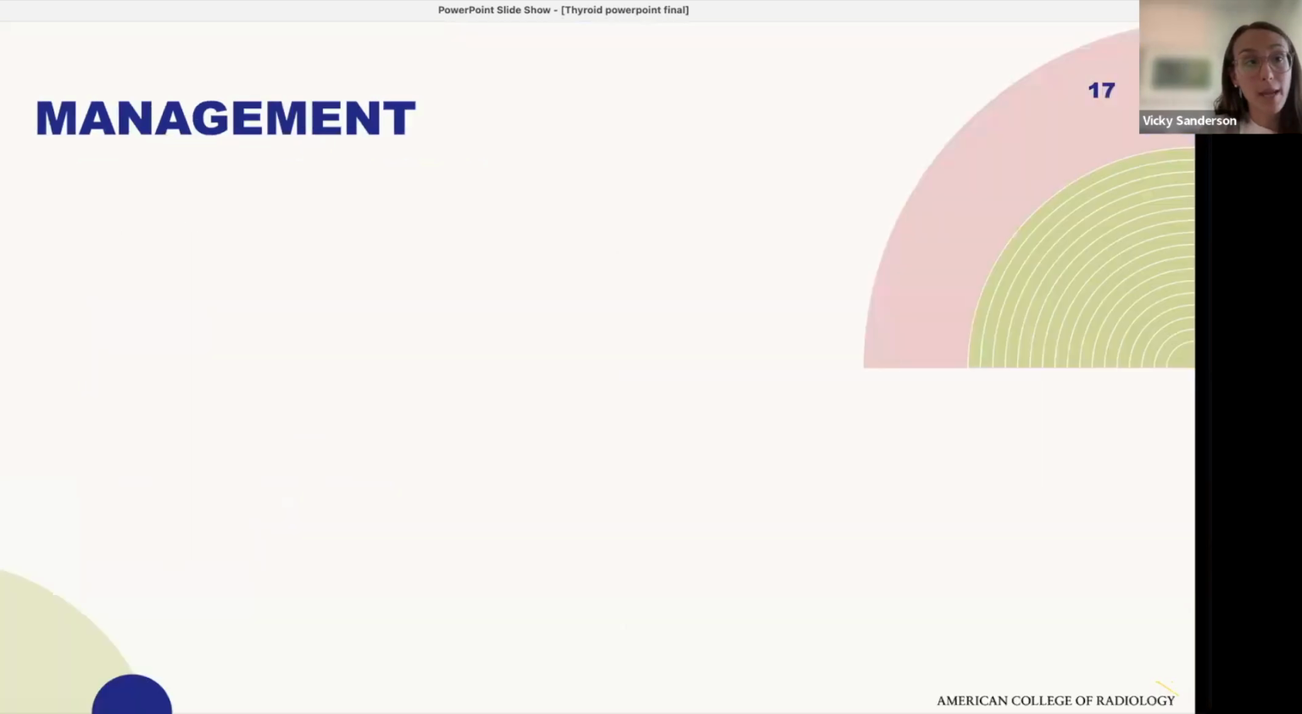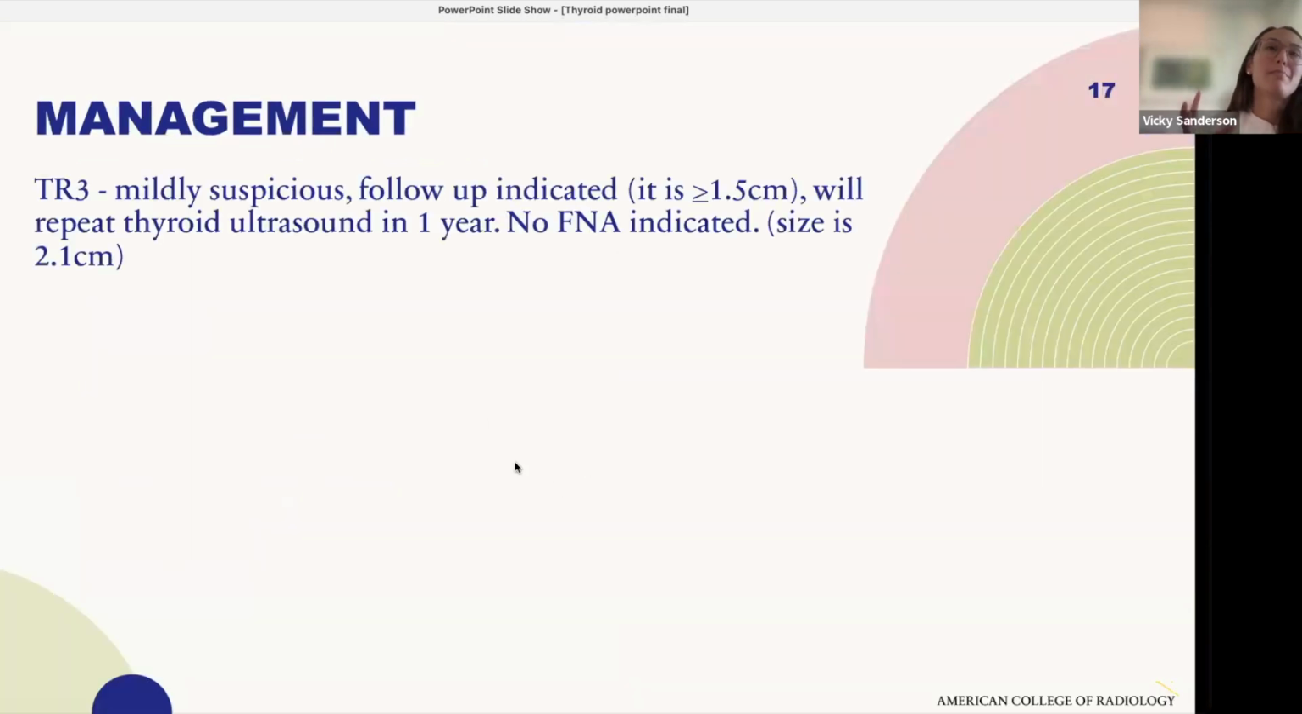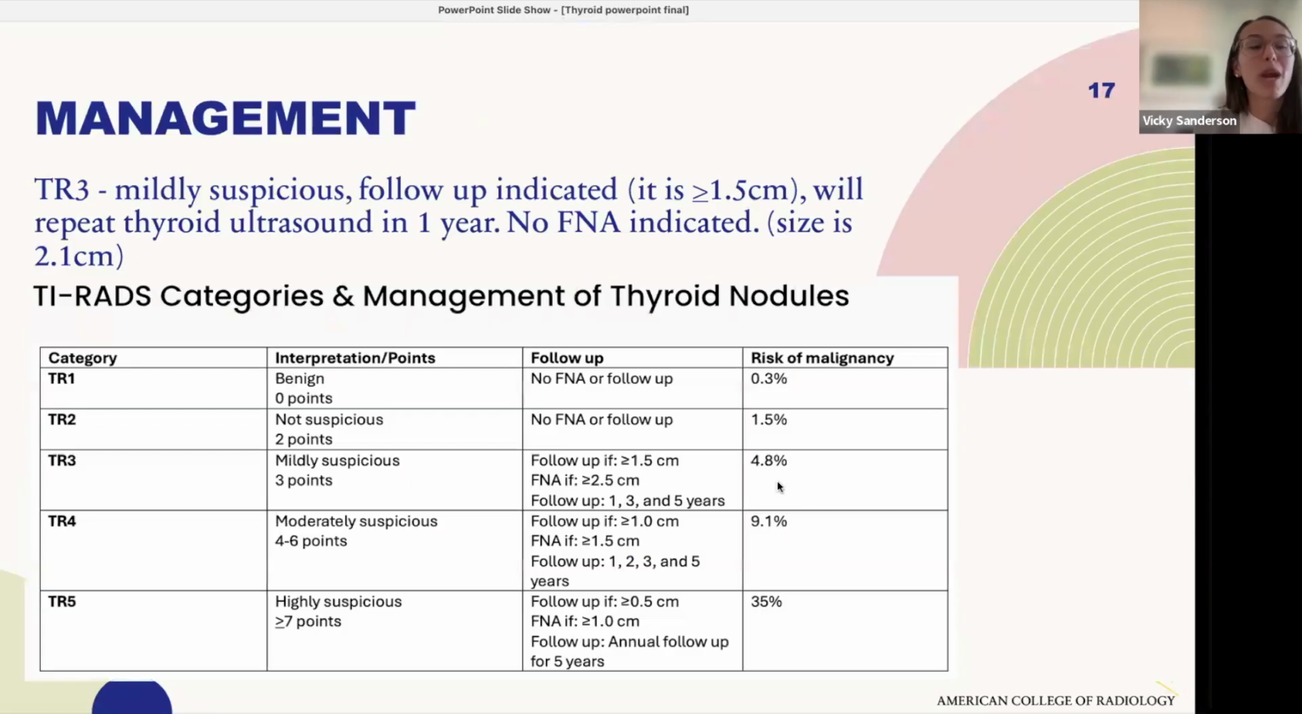So what happens next? With these mildly suspicious TR3 nodules, we want to follow up if it's 1.5 centimeters or more, which it is. So in this case, we'll want to order an ultrasound in 1 year because the risk of malignancy, as I pull up my table here, is around 4.8%. We don't want to let this person slip under the radar, but the risk of malignancy is fairly low. We're comfortable to wait a year. Because it's pretty small, we don't need a fine needle aspiration at this point.